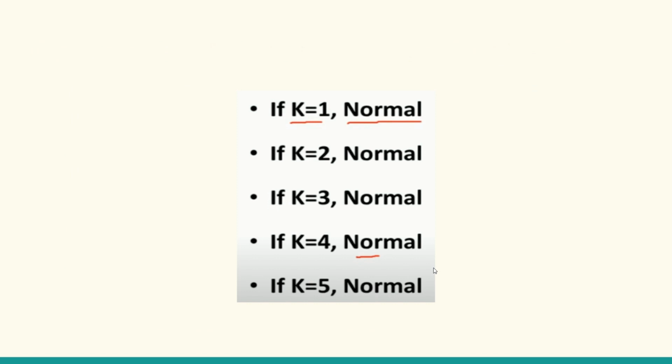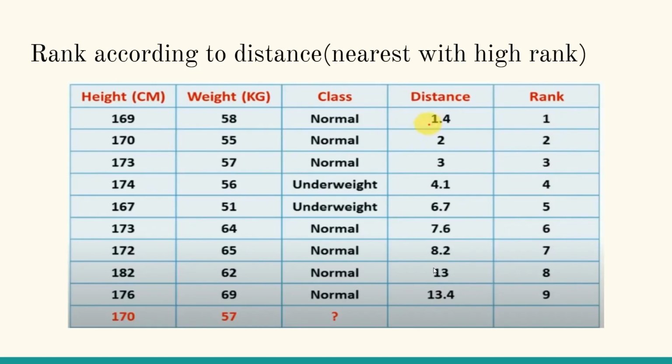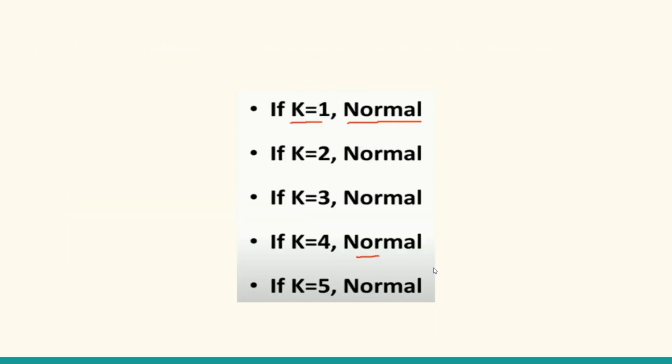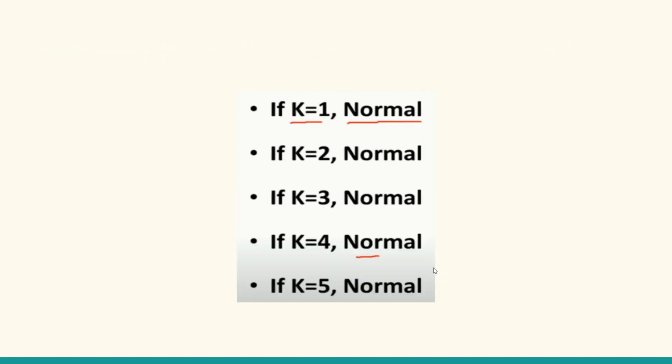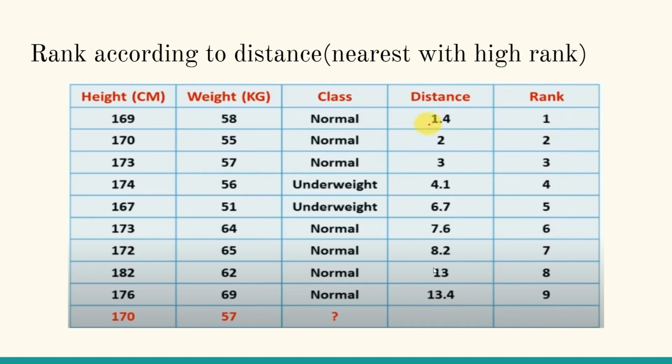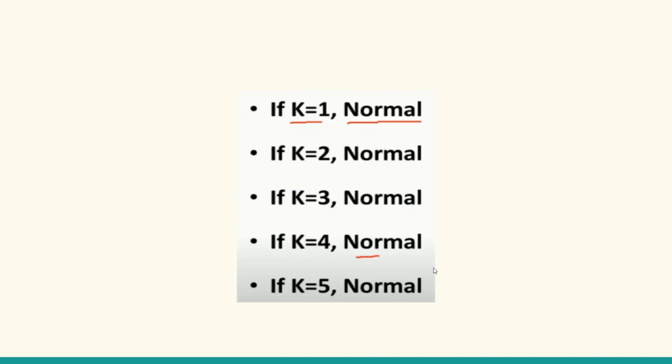According to the value of k, we will check now. If k equal to 1, then it is normal. If k equal to 2, then it is normal only. If k equal to 3, see 1, 2, 3 all belong to normal, so it is normal only. If k equal to 4, you check. If k equal to 4, 3 normal, 1 underweight. Majority is normal, so it is normal.